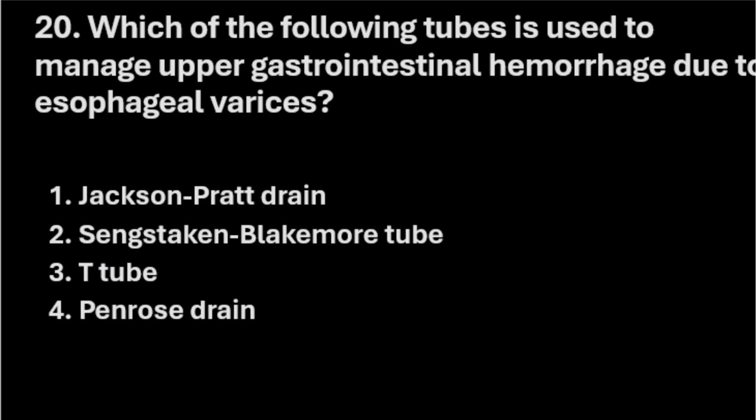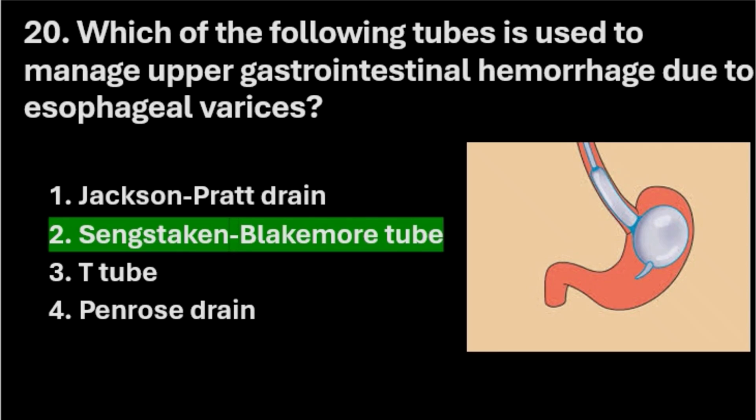Next question. Which of the following tubes is used to manage upper gastrointestinal hemorrhage due to esophageal varices? Option 1 Jackson-Pratt drain. Option 2 Sengstaken-Blakemore tube. Option 3 T tube. And option 4 Penrose drain. The right answer here is option 2 Sengstaken-Blakemore tube. You can see the tube here. This is a kind of balloon inflated tube which will give pressure against the varices and it will prevent the GI hemorrhage due to esophageal varices.